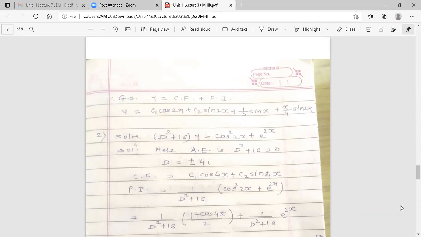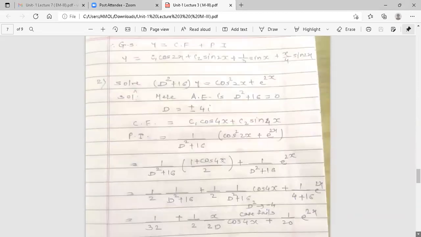Okay, the next example is here. D square plus 16 into y is equal to cos square 2x plus e raised to 2x. Here, this is the reduced form of LDE. Auxiliary equation is d square plus 16 is equal to 0. D square is equal to minus 16. Square is a negative number. So there we introduce i square. And so the roots are plus minus 4i.